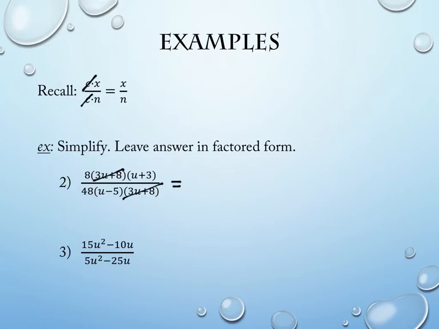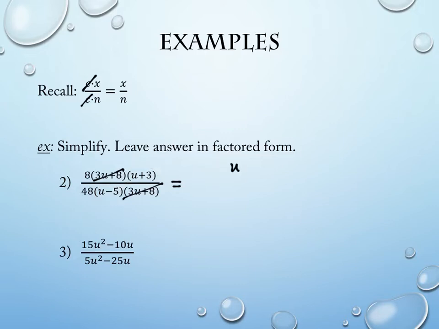What I'm left with on top is the u plus 3, and on the bottom the u minus 5. Those do not simplify. You cannot simplify term by term. I can't cancel u's out. And I'll give you an example of why real quick.